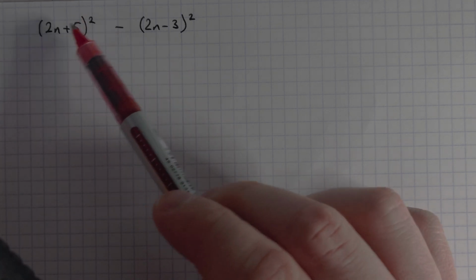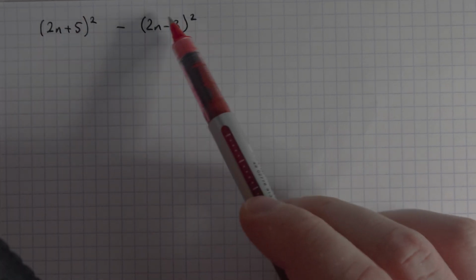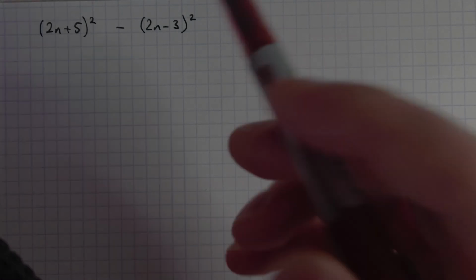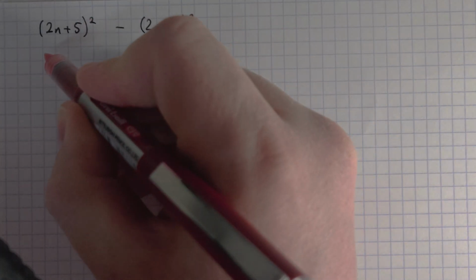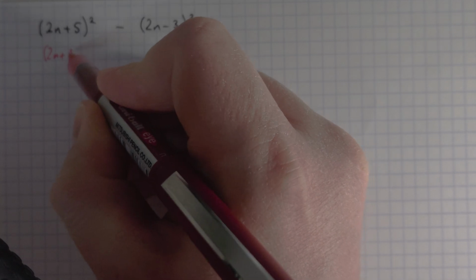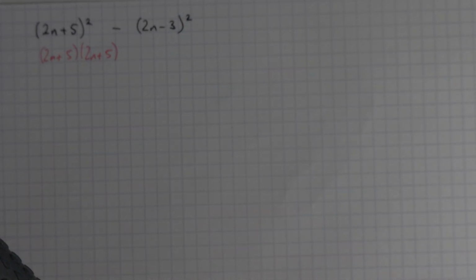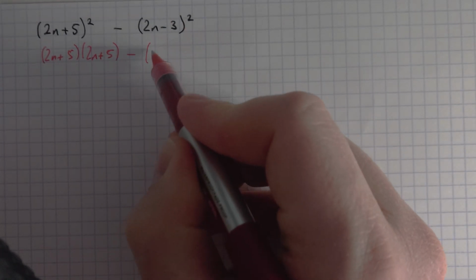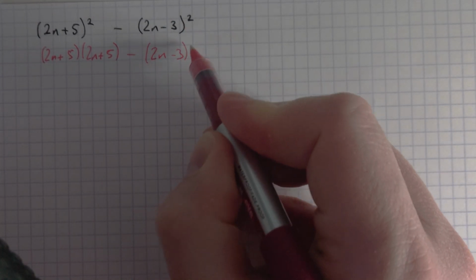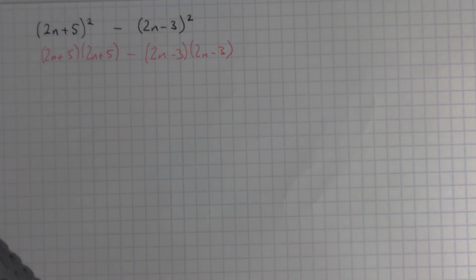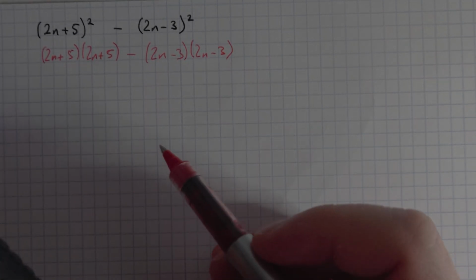Right, so another example, very similar idea. This whole bracket squared, take away all of this thing squared. So first of all, note the squared means times by itself. So this is 2n plus 5 times 2n plus 5. I will need FOIL to expand that. And I'm going to take away all of this thing squared. Squared means times by itself. Now let's do the FOIL.